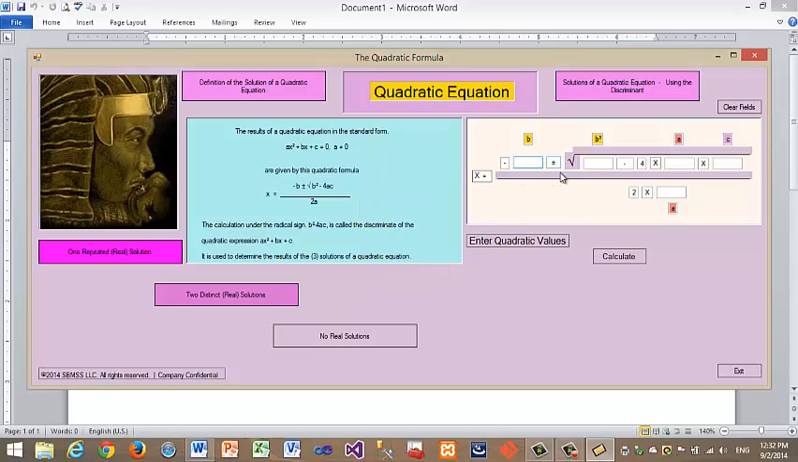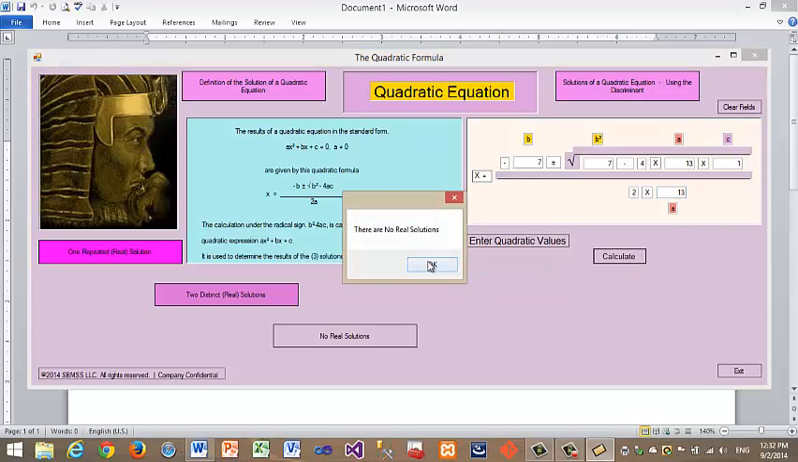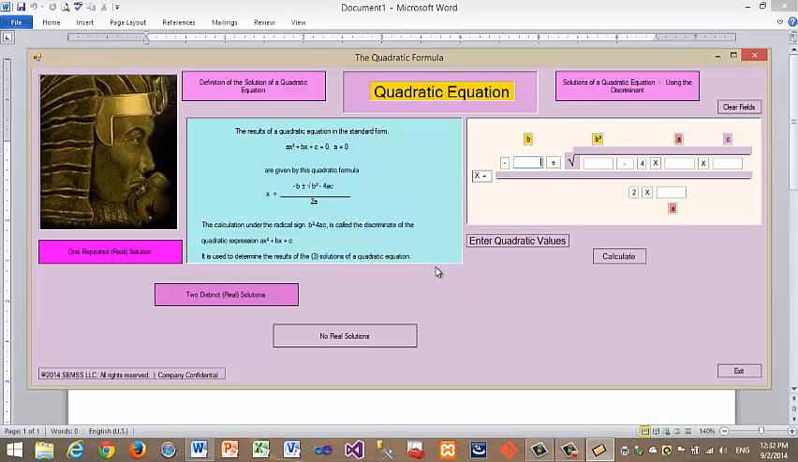Okay, now let's look at a case where there are no real solutions using the discriminant. Let's plug in for b 7, and for a let's plug in 13, and c 1. And once again, a is 13. We click on calculate. You see that there are no real solutions here. Why? The discriminant is minus 3, and minus 3 is less than 0.